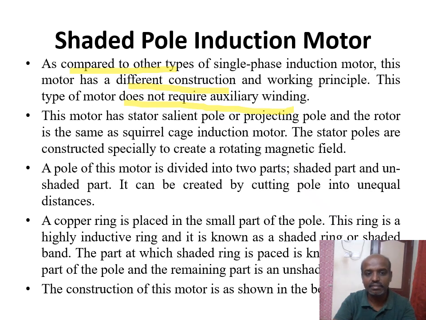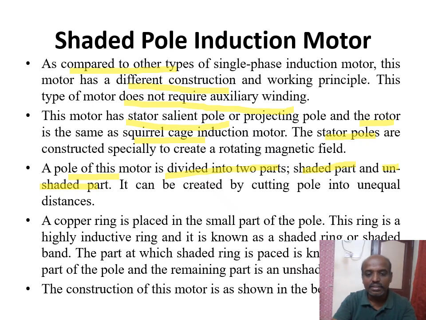What is the difference made here? In this, the stator we are using is a salient pole type of stator. The rotor is the same as the squirrel cage type. Here the construction difference is made on the stator side. Here the stator poles will be divided into two parts. One we call a shaded pole, and the other we call an unshaded part.